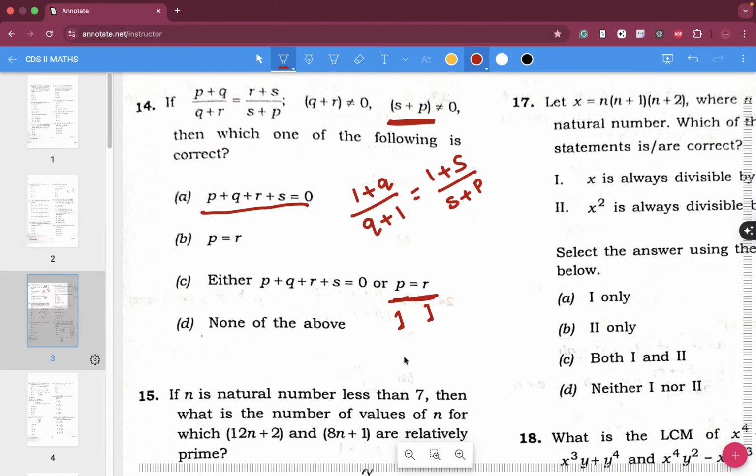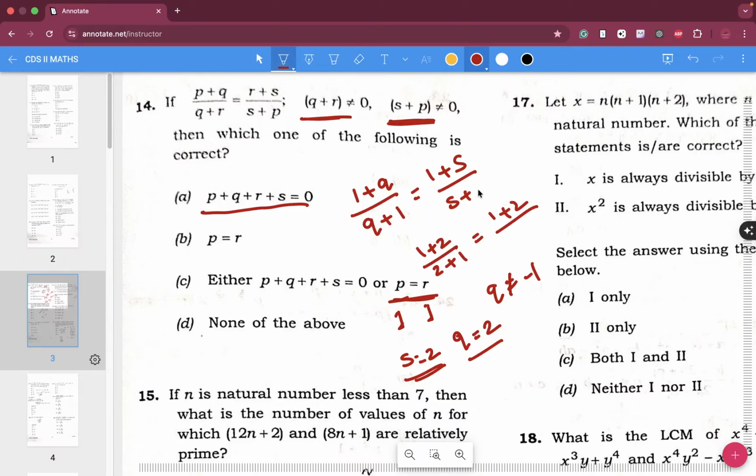minus 1. So in that case I'm taking S is equal to 2, and Q plus R should also not be equal to 0, which means Q should not be equal to minus 1. In that case also I'm taking Q is equal to 2. If I'm taking Q is equal to 2, S and Q can be equal, no problem. So 1 plus 2 divided by Q value 2 plus 1, where P value we already know is 1. So 2 plus 1, it works out pretty much fine. So for this question number 14 we will go ahead with C as the answer, either 2 or 3 is going to be the correct answer for us.